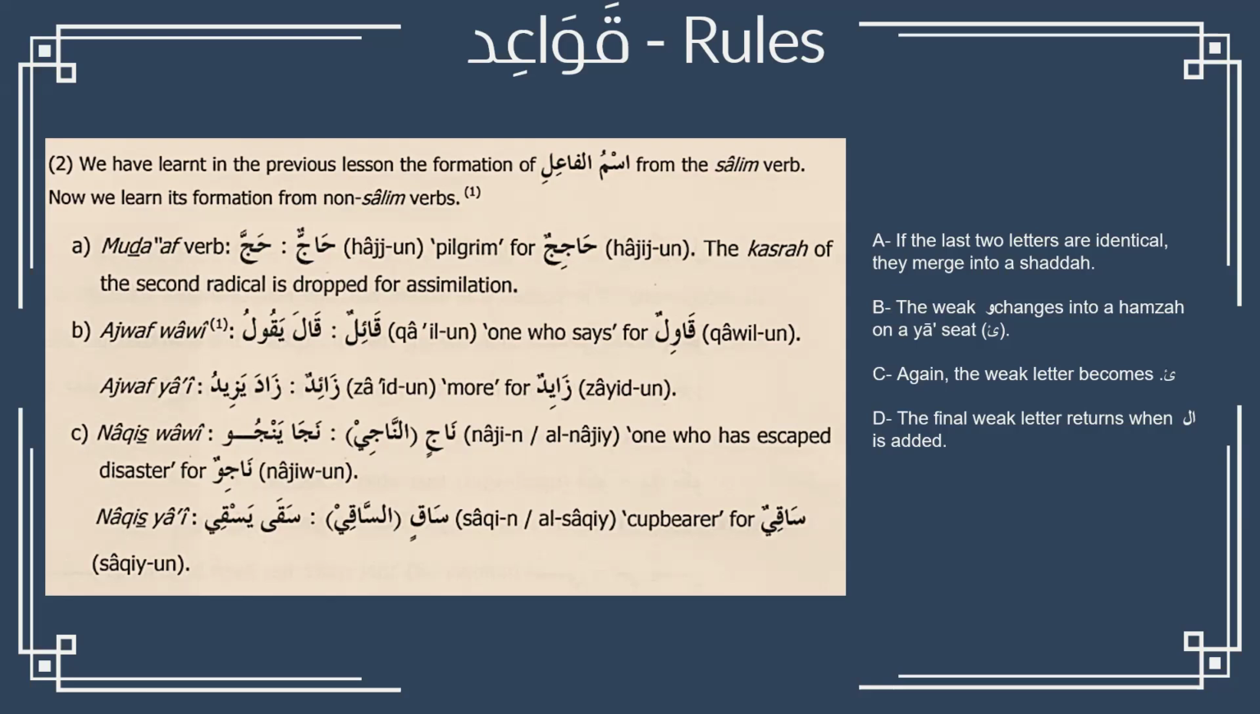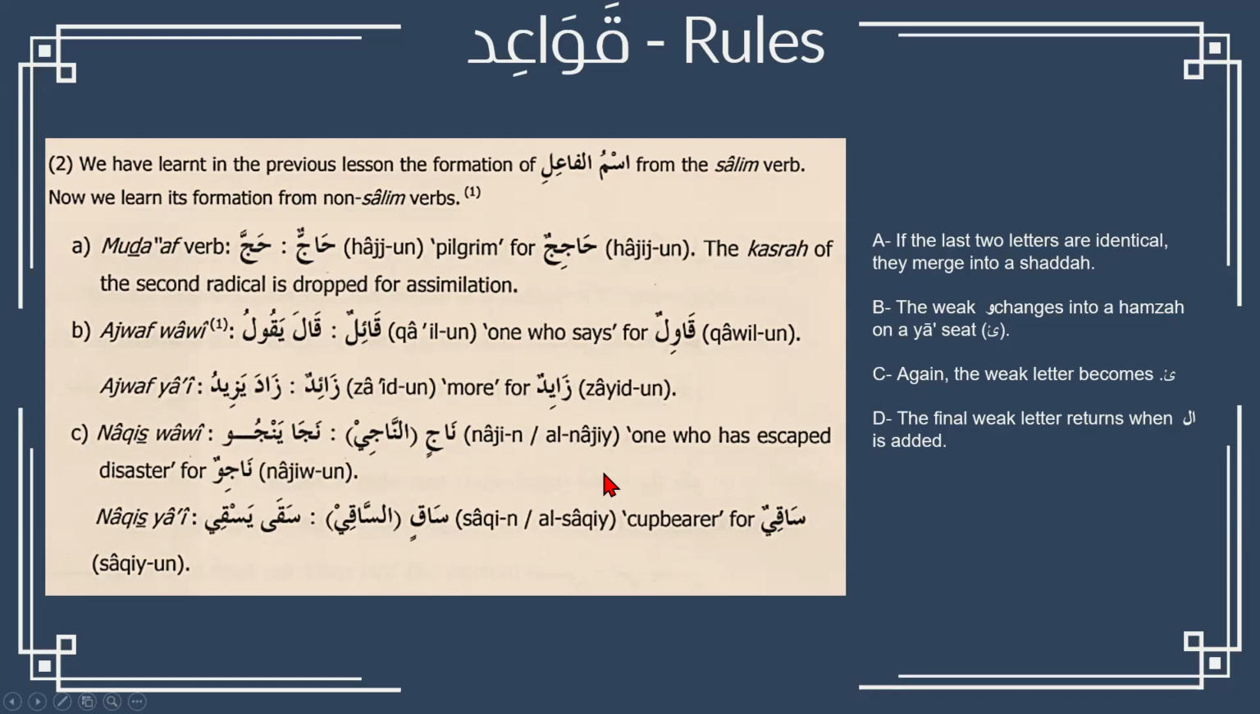And then again, ajwaf ya'i, because this was for the ya example. The first one was ajwaf wawi, meaning that the middle was actually a waw, meaning it was qawilun and you change it into qa'ilun. So instead of saying zayidun, if you look at this, we'll simply remove the ya and add a kasra and say za'idun. It's easier to pronounce.